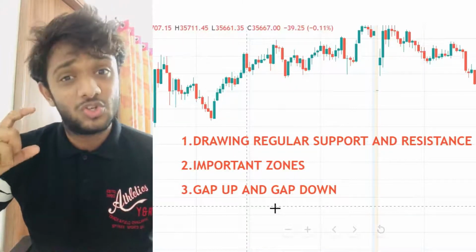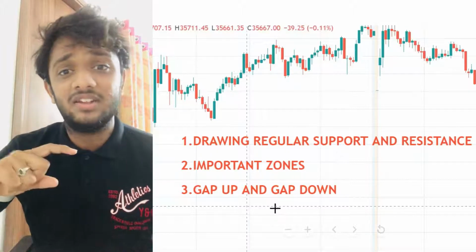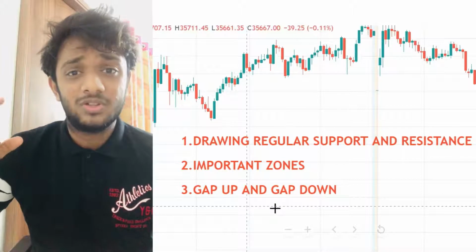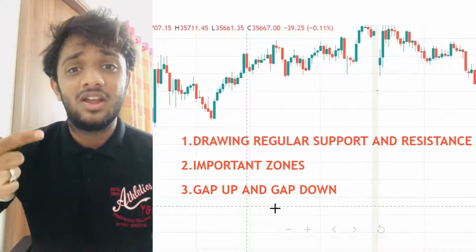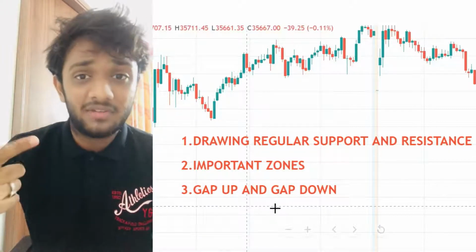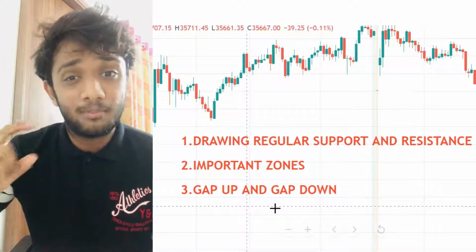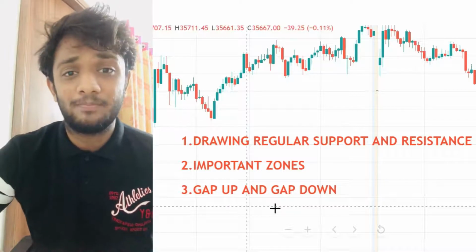I wanted to show this particularly on which zone it reacts and then does whatever the market wants to do. So do test this before getting into the trade, and do mark all these zones before 9:15, and then go with your strategy with all these important support and resistance zones marked. So let's get into it.